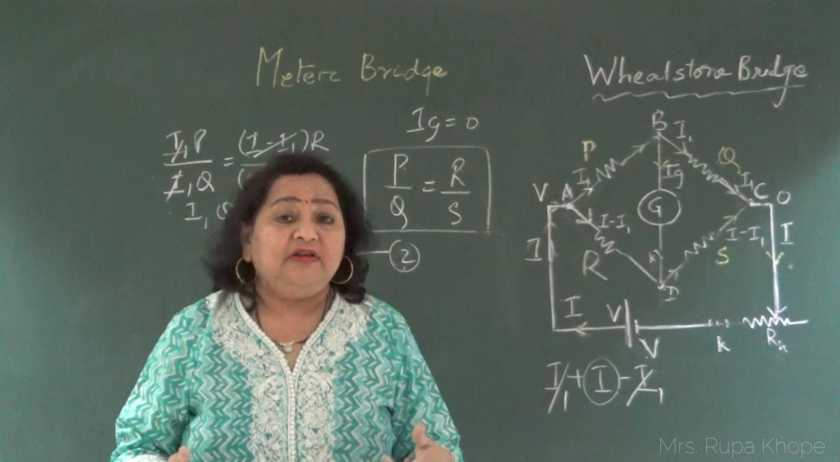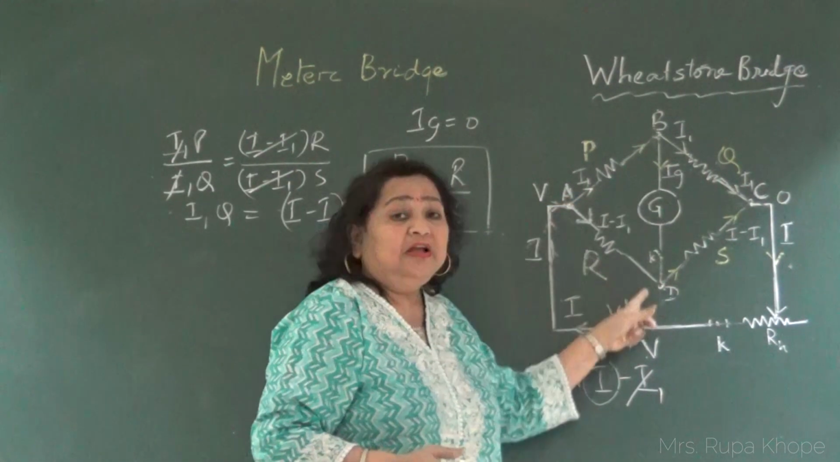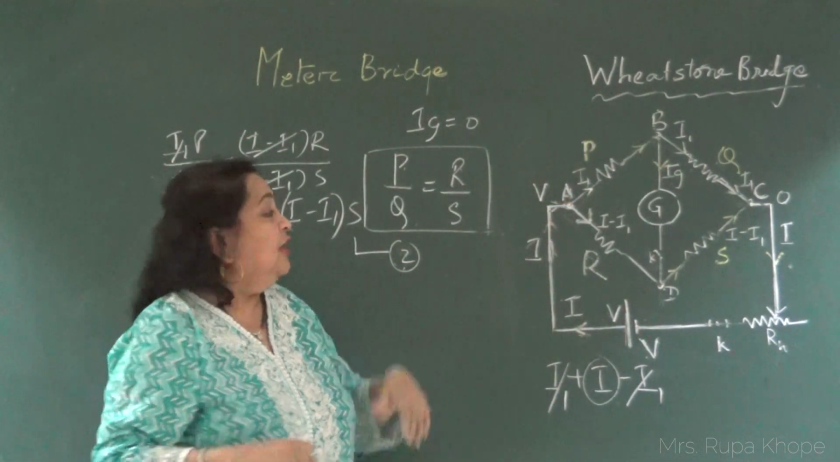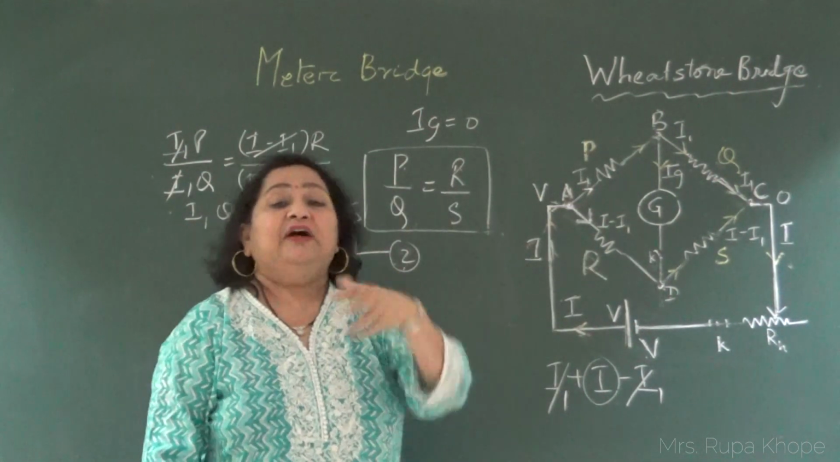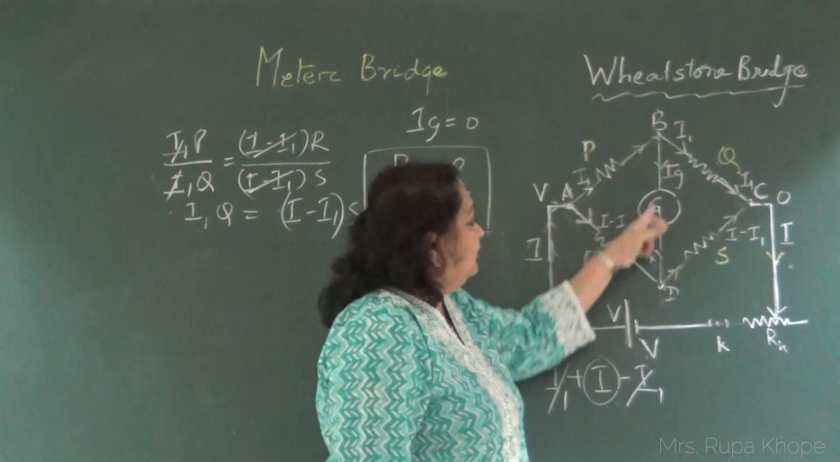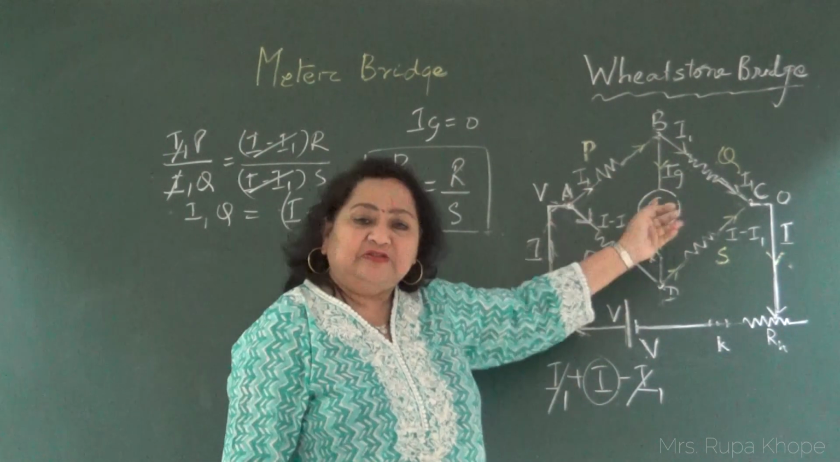And what is the condition? Current in the galvanometer is 0. Instead of the galvanometer, if I connect one resistance wire here of say 1 ohm, nothing will flow in that 1 ohm. It is as good as not there.